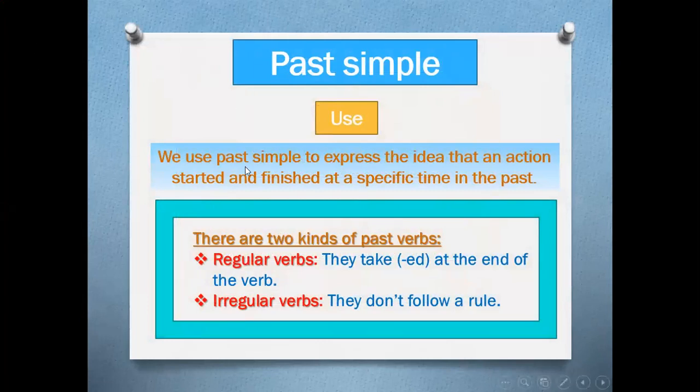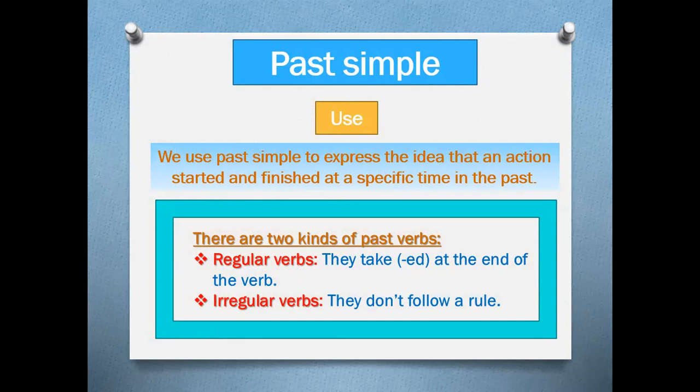We use the simple past or past simple, as some people call it, to express the idea that an action started and finished at a specific time in the past. So بنستخدمه عشان نحكي عن حدث it started بدأ and also it is finished in a specific time in the past.